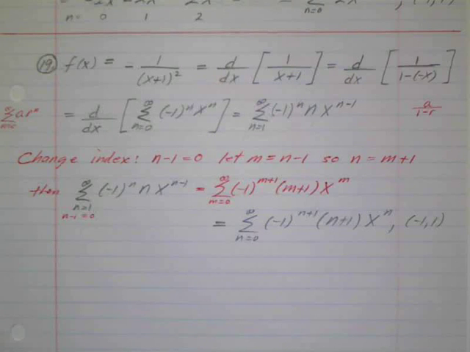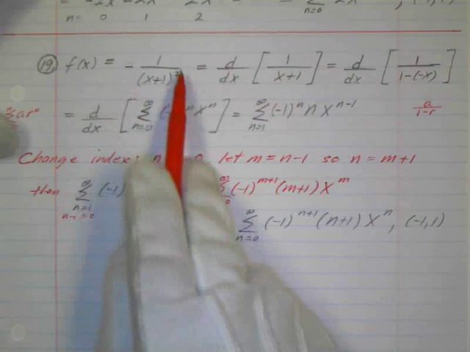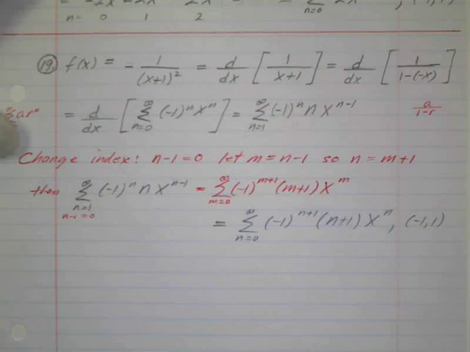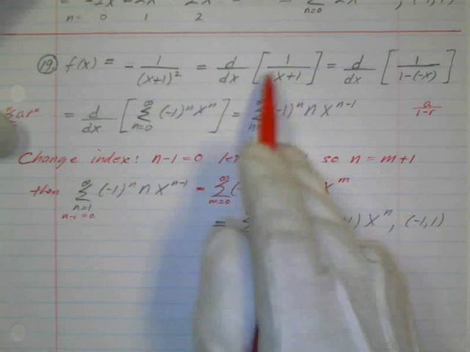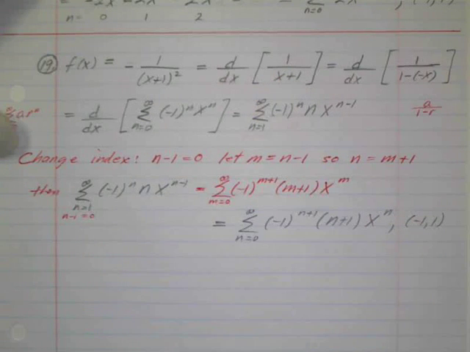and they want you to find a series for this, so they're kind of giving you a clue on how to do it. So we want to find a series for this function, but we know that this function is actually the derivative of that. Remember, the derivative of 1 over x is negative 1 over x squared, so that's basically the same thing, because the chain rule wouldn't make a difference because the derivative of x plus 1 is just 1.